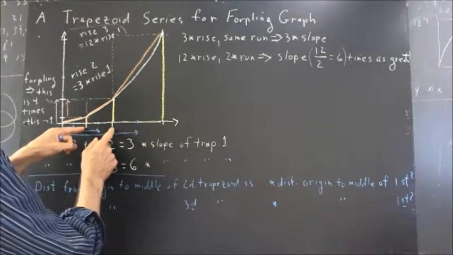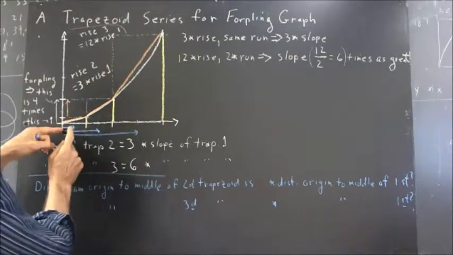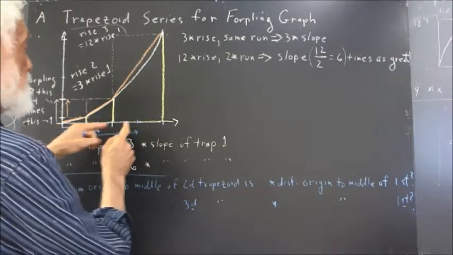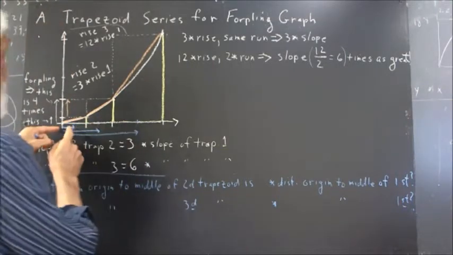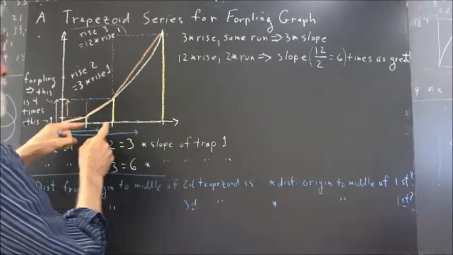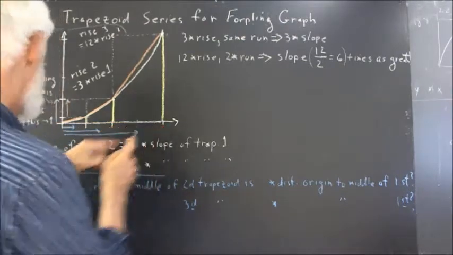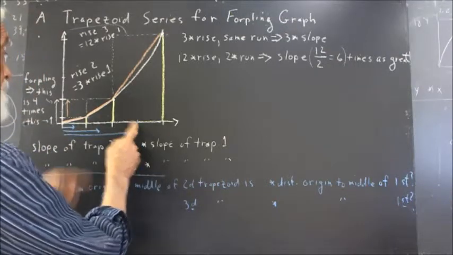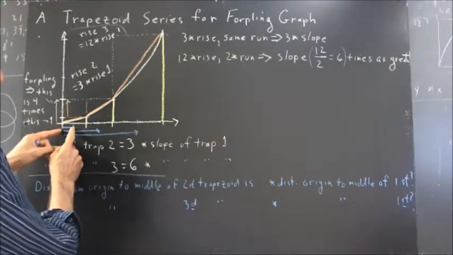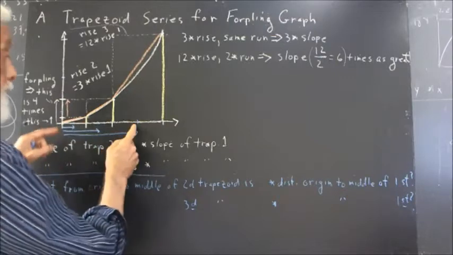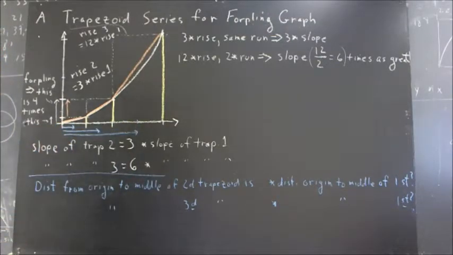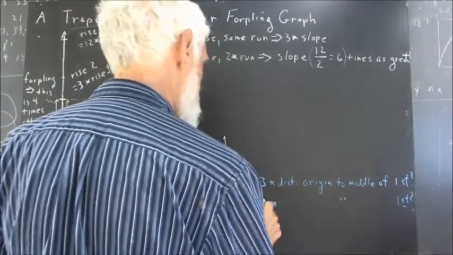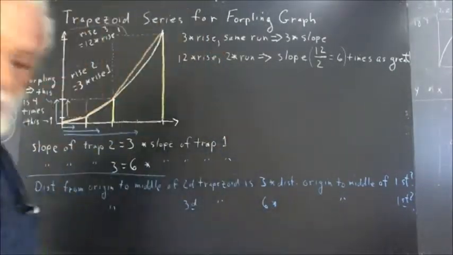This distance being equal to this distance is 2 times this distance. So we have 2, 4, 6 times this distance. Again, these intervals are all equal. So we got 1, 2, 3 of these intervals out to here. Each of these intervals is twice as big as this one, so that this is 6 times this distance. So we would write down our results: 3 times the distance and 6 times the distance.